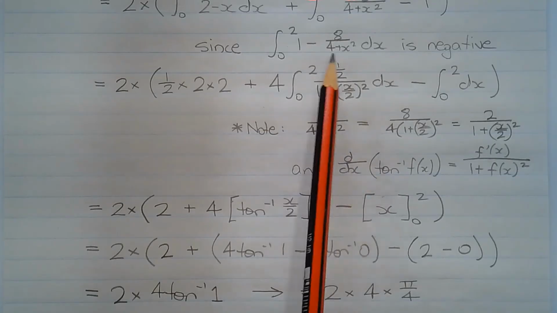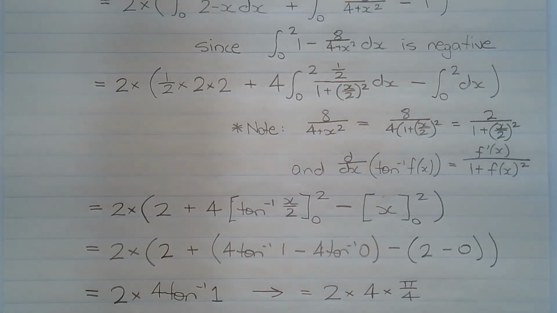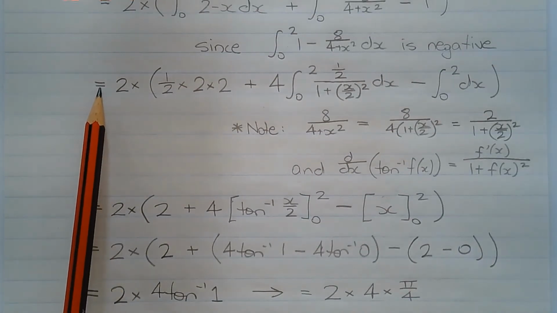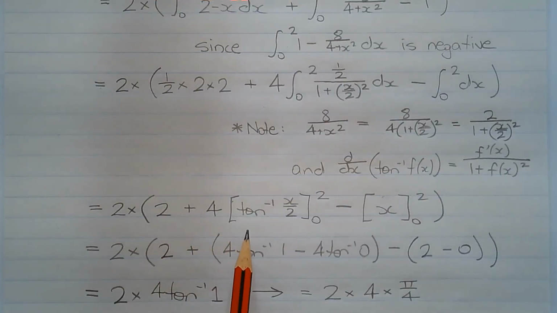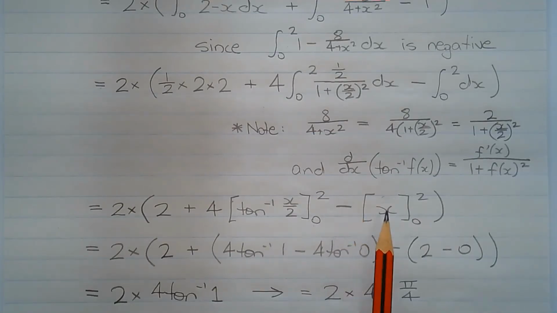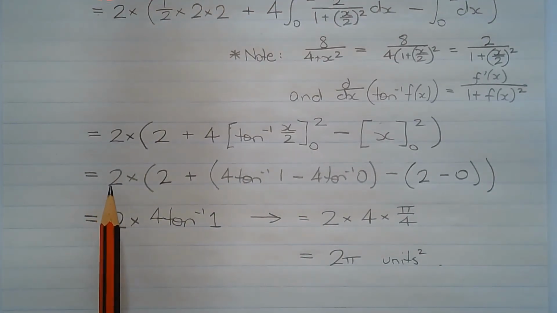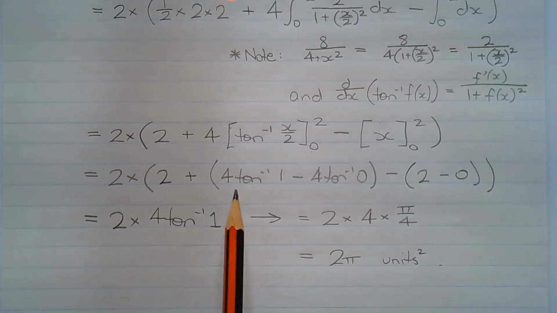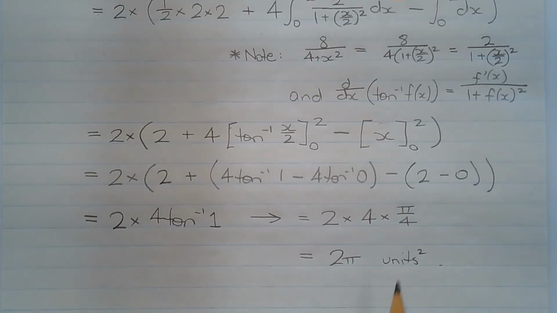Now this fraction here is in that form, f dash of x over 1 plus f of x all squared. So carrying on from this line here, that equals 2 times 2 plus 4 multiplied by the inverse tan of x over 2 from x equals 0 to x equals 2 minus x from x equals 0 to x equals 2. And that equals 2 times 2 plus 4 inverse tan of 1 minus 4 inverse tan of 0, so that's applying the limit of integration, minus 2 minus 0.